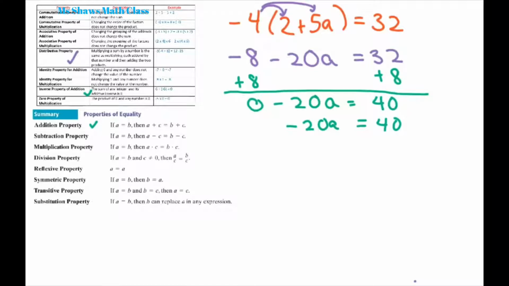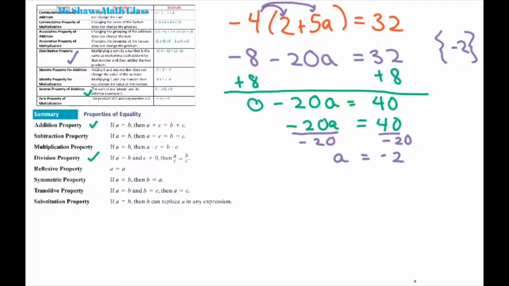Then we're going to use our division property of equality to divide both sides by -20. And this is going to give you 1 times a, which is a, equals -2. So our solution set is -2.